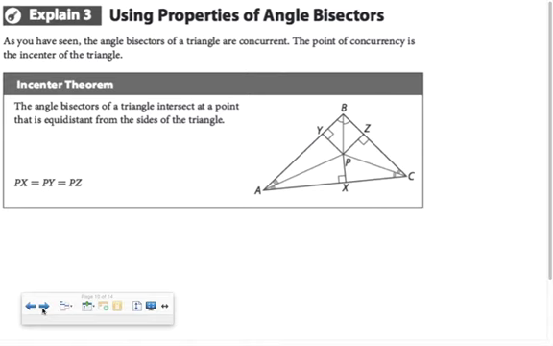Because angle bisectors of a triangle are concurrent, meaning all 3 of them intersect in one point. As I mentioned earlier, that is the incenter. And so, very much like how in the last lesson the distance from the circumcenter was always the same to all of its vertices, the distance from the incenter to all of the sides is also congruent.